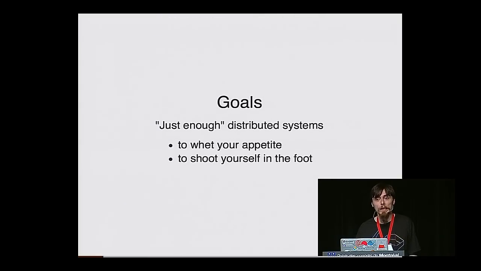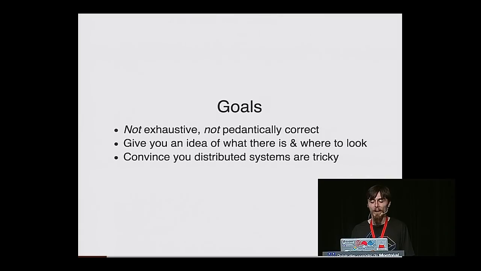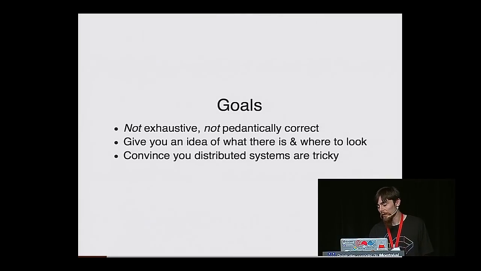The goals for today are basically just enough distributed systems to whet your appetite and to shoot yourself in the foot. These are not opposing goals. These are basically exactly the same thing. My goals today are not to be exhaustive and not to be pedantically correct. I'm not saying that mathematical correctness is somehow not important. I'm just saying I don't have enough time to spend on strict mathematical correctness. So it is just to give you an idea of what there is and where to look, and convince you that distributed systems are tricky. Somewhat paradoxically, that means that the worse a job I do as a presenter, the more complicated you think it is, and therefore I've succeeded and actually done better.